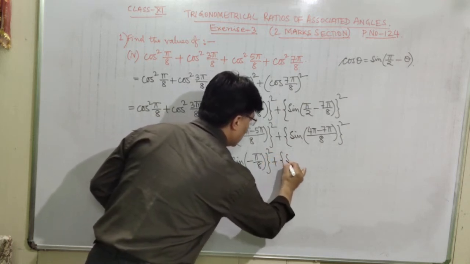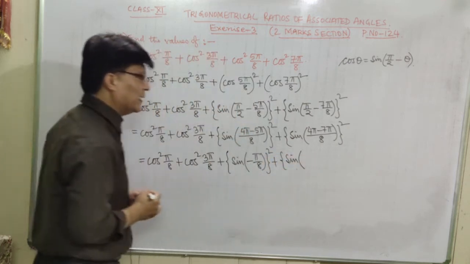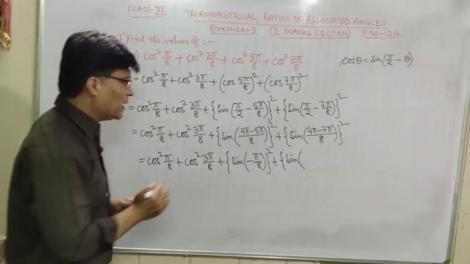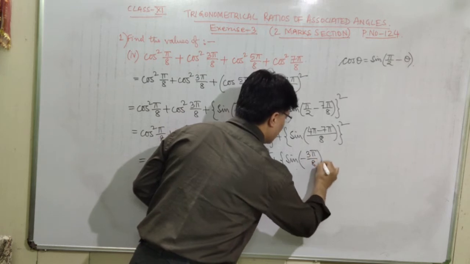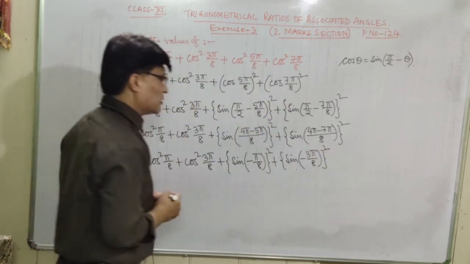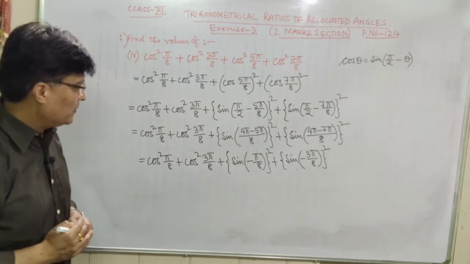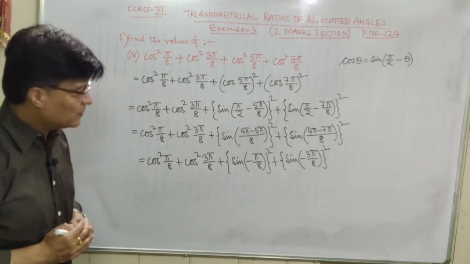Plus similarly, here sine of, within bracket, what is 4 pi minus 7 pi? It is minus 3 pi by 8. Second bracket closed, whole square. So I think I've understood it.